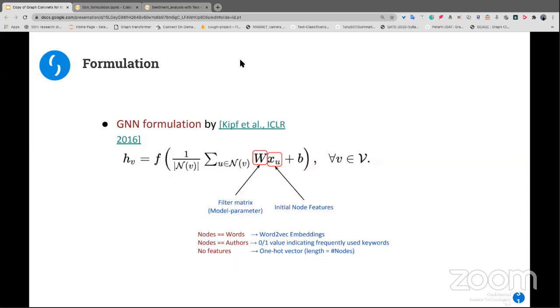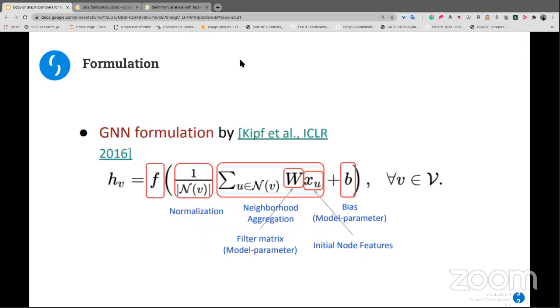So this is the formula given in the semi-supervised classification using graph convolution network paper. As you can see, this is a filter matrix, and the initial node features, where nodes are words. The authors applied the GCN on the paper classification task. So here nodes are the authors and nodes are also words. So it's a heterogeneous graph. We will discuss the heterogeneous graph later in this presentation. So after this, the aggregation is happening, and before that we normalize, then aggregate, and then apply the filter matrix.